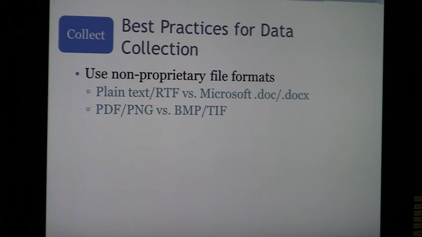First off, it's useful to consider what non-proprietary file formats you could use for collecting your data, things that are open formats as opposed to closed formats. For example, as opposed to using a Microsoft doc file, it would be preferable to use a plain text or a rich text file. There are certain image types like PDF or PNG that are considered more open formats than something like BMP or TIFF. Just by the nature of some of the systems that people use, you can't always get open file formats, but when you have the option, it's better to use non-proprietary file formats so that somebody who might want to use your data doesn't have to buy a special program to read it, and it's accessible to most people.